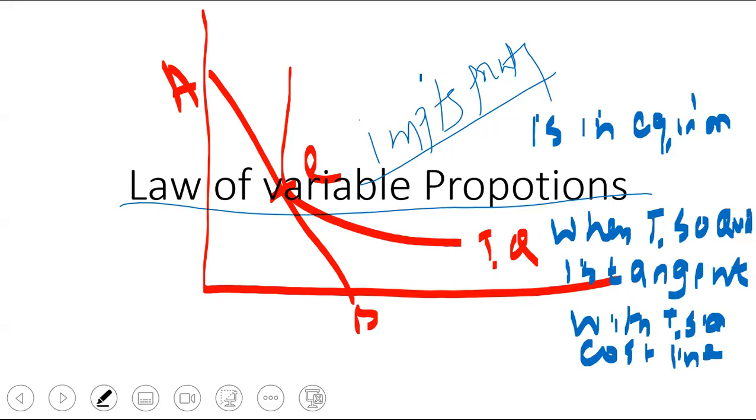Write in your notebook. You are sitting with a notebook and pen. What is the point of not writing? When the isocost is tangent with the isoquant, that is the equilibrium.